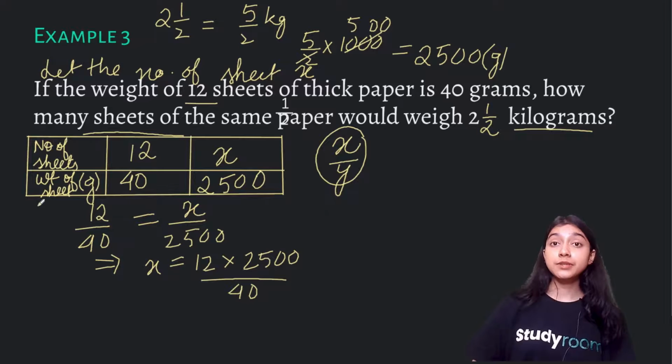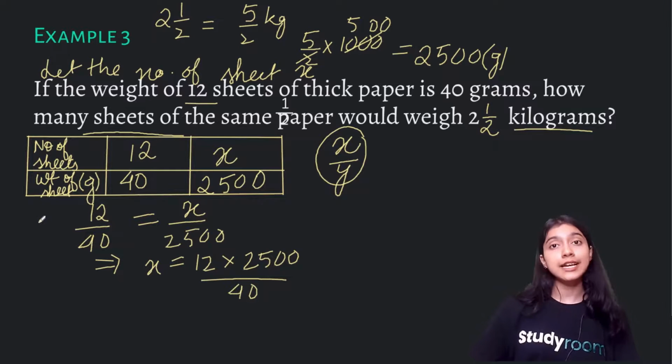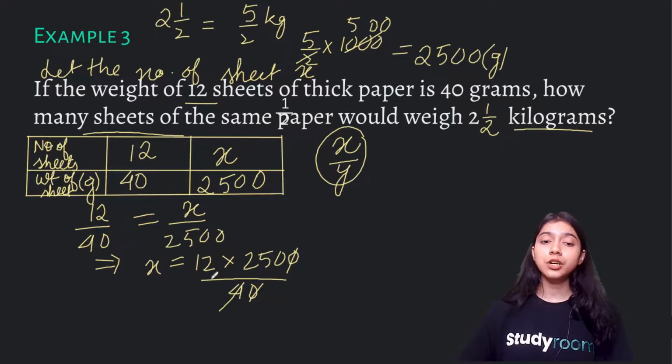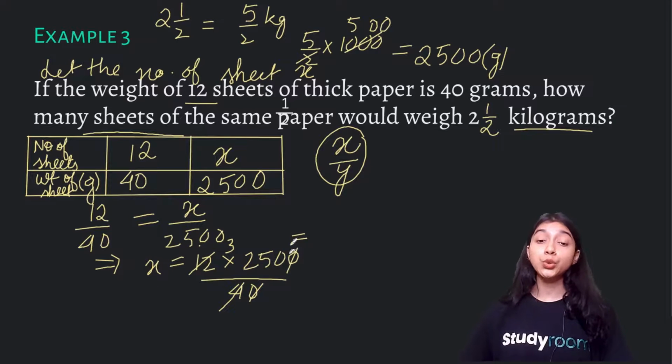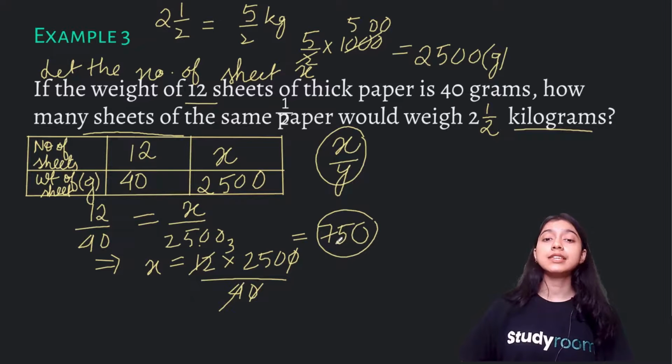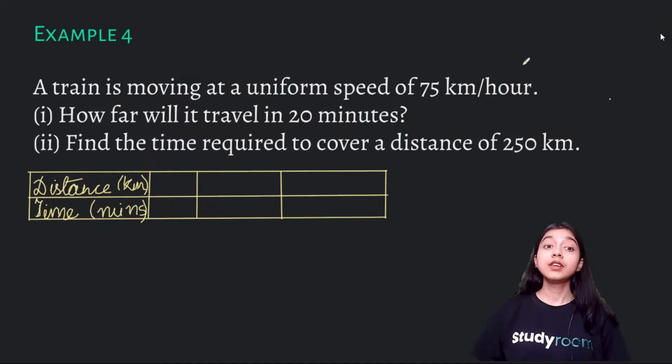I took 2500 towards the left hand side and that's why it went to the numerator part. Now this 0 gets cancelled over here and 4 3 times gives us 12. So we have 3 multiplied with 250, that gives us 750. So the number of sheets required is 750.